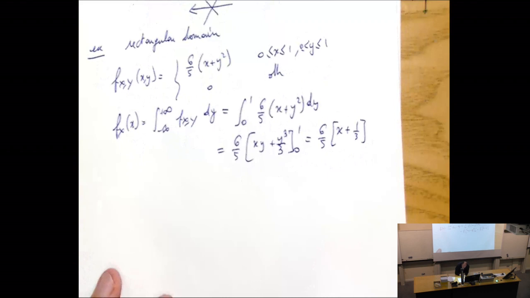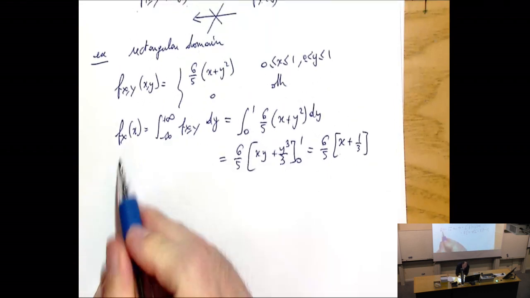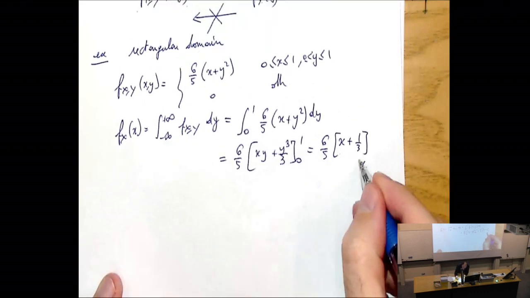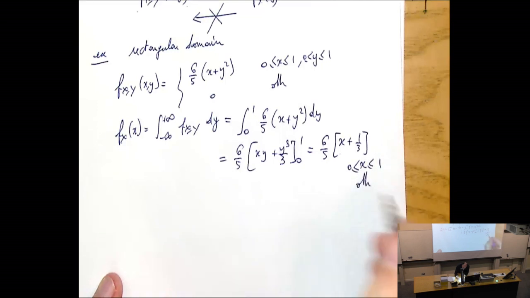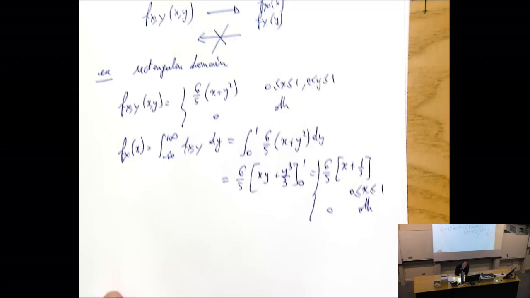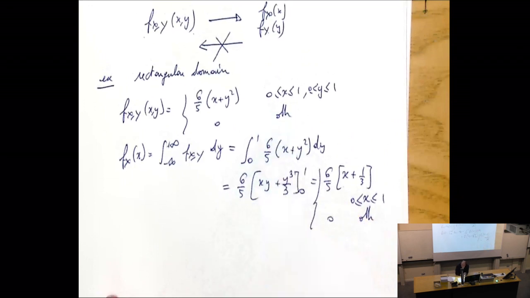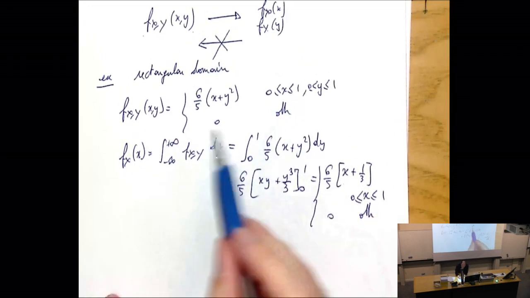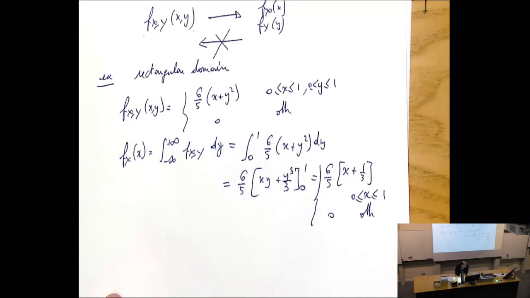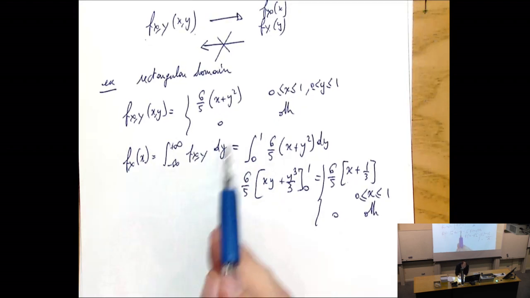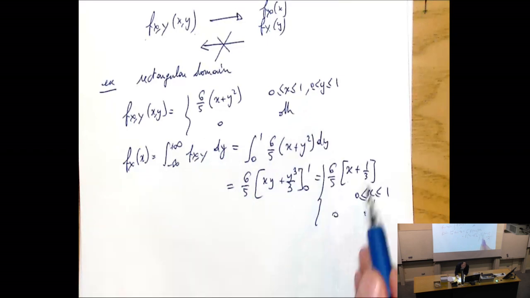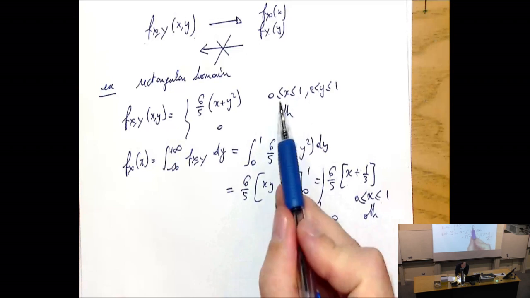Okay, so this is my marginal of x, for x between 0 and 1, and otherwise it is 0, right? Because outside of x between 0 and 1, the joint PDF is 0. So I'm integrating the joint PDF over y, and now I'm obtaining the marginal of x, for x contained within that domain here.